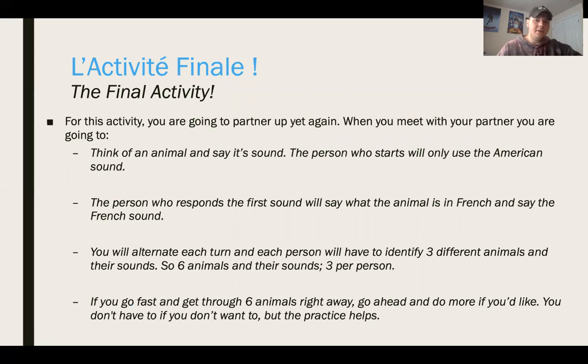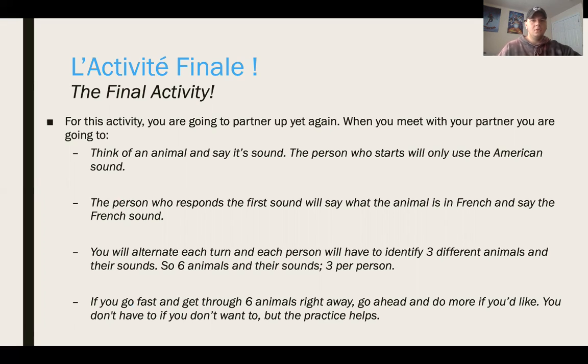So we have l'activité finale, or the final activity, to end the lesson. For this activity, you're going to partner up yet again. Sorry if you don't have the ability to partner up. If not, you could work by yourself, or if you're working in a setting with other students, you could work with somebody closest to you. You're going to talk about several things. Think of an animal and say its sound.